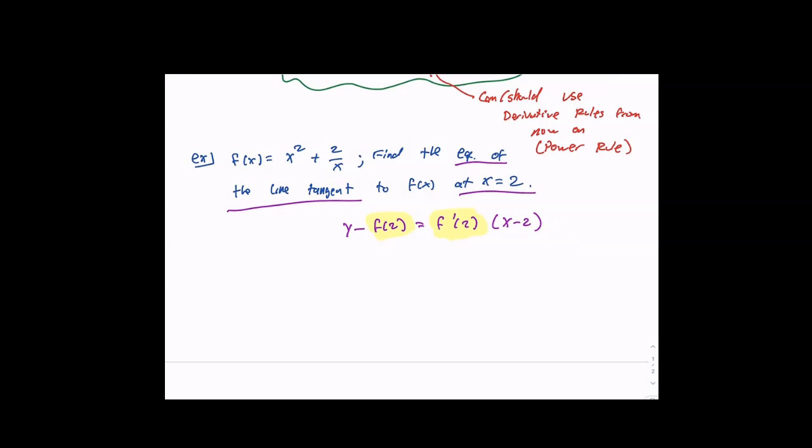F of 2. Okay, so f of 2 equals 2 squared plus 2 over 2, which is 5. Good. What am I going to find next? F prime of 2. Correct, but here comes the big one. To find f prime of 2, what do I have to find? What do I find next? The derivative. Good. I have to find f prime of x.